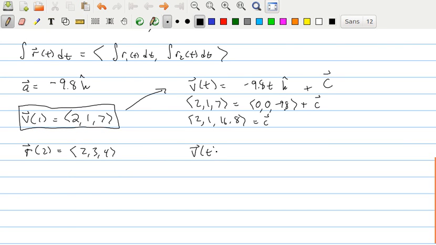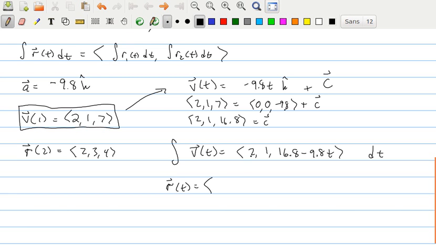That means our velocity is now, let me write it out in component form, so this is 2, 1, 16.8 minus 9.8t. So we've got our velocity. We want to find the position function, so we'll integrate again. So now we'll integrate both sides of this with respect to t. So the integral of velocity gives us position. We're just going to integrate component-wise.